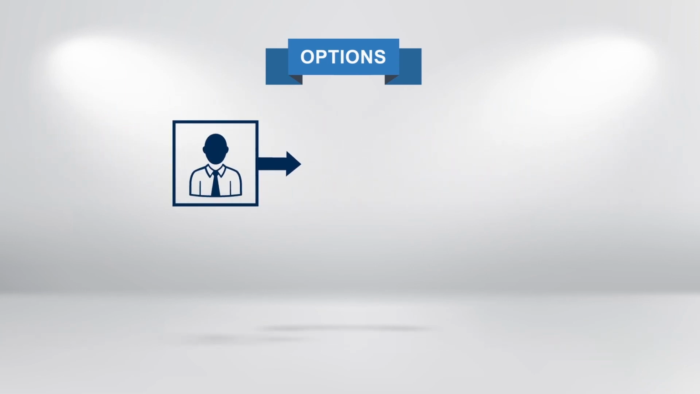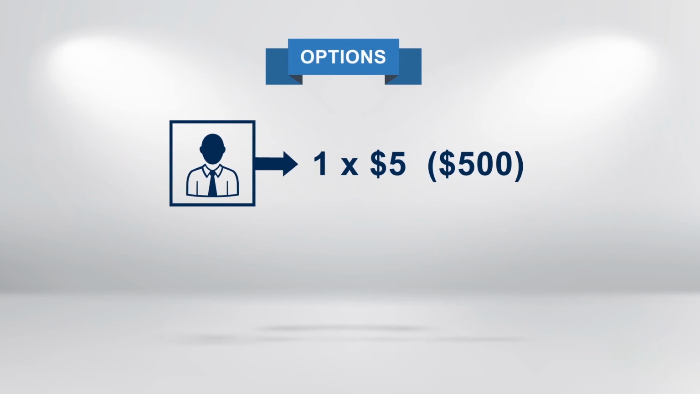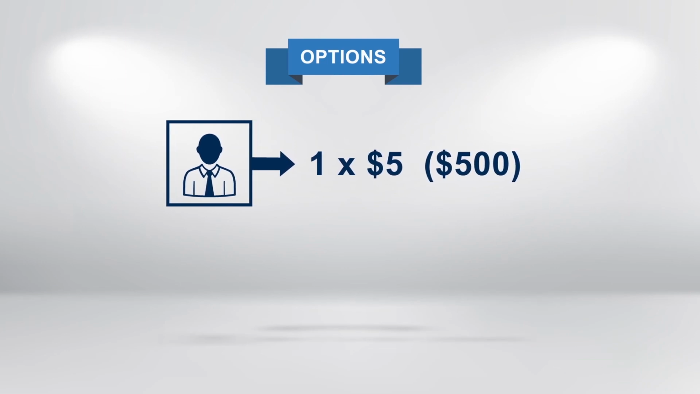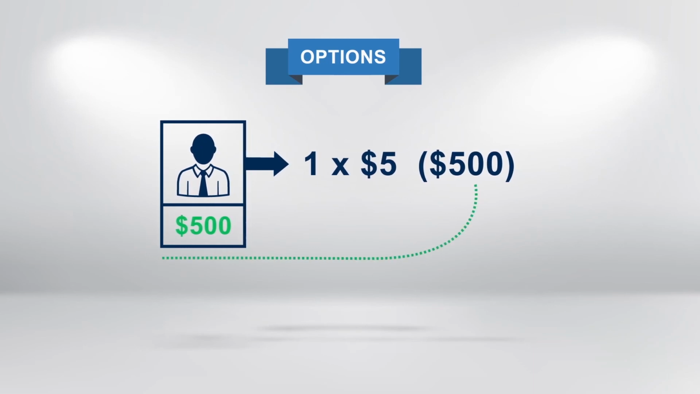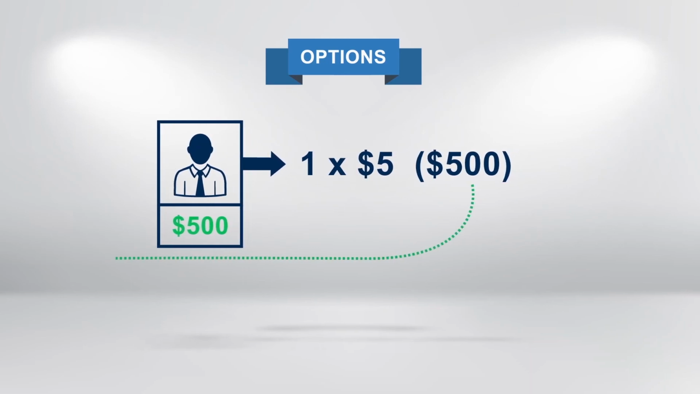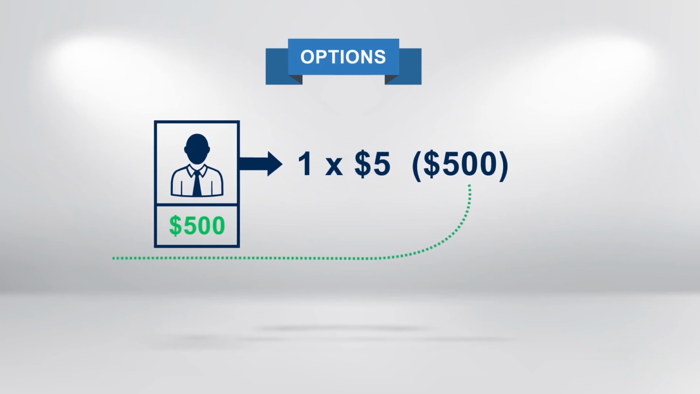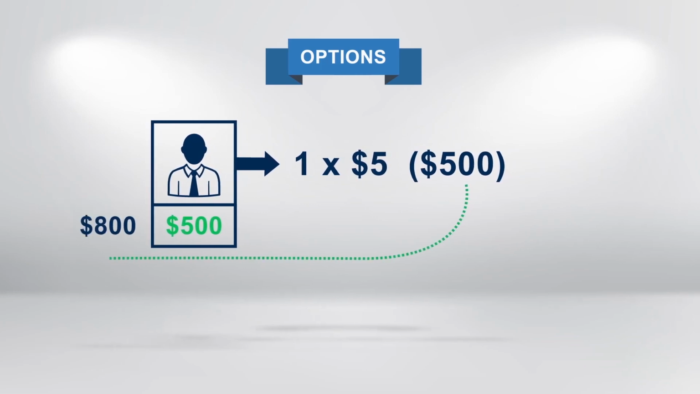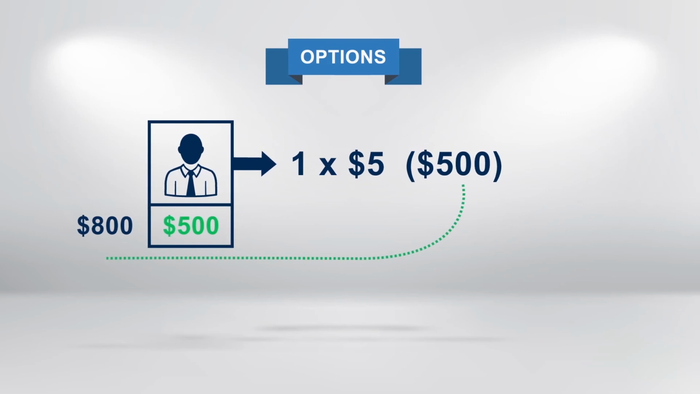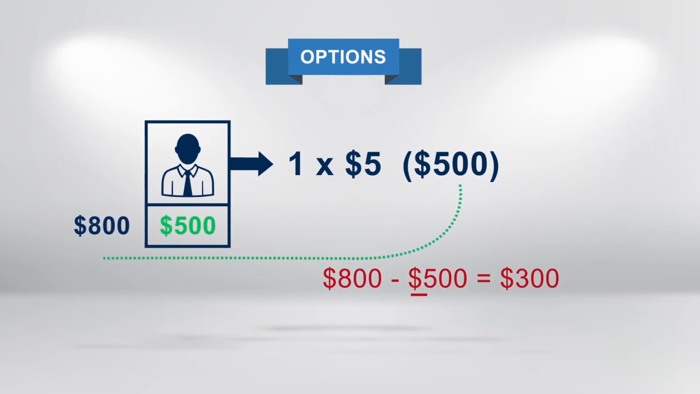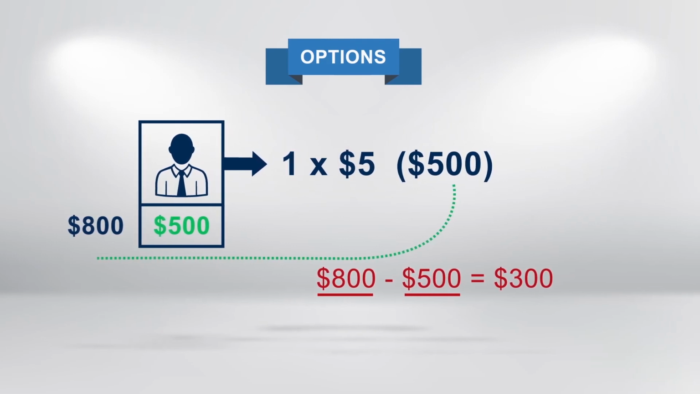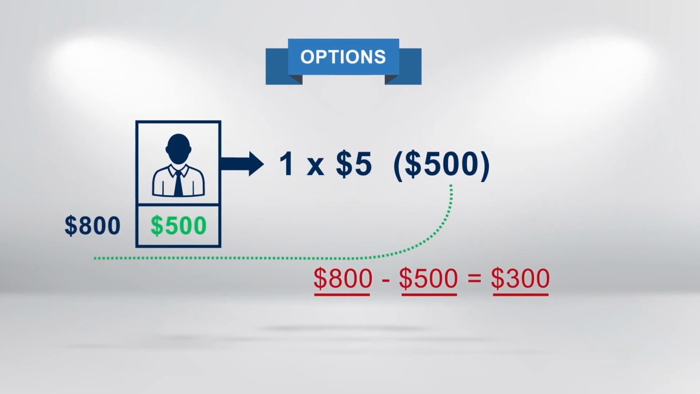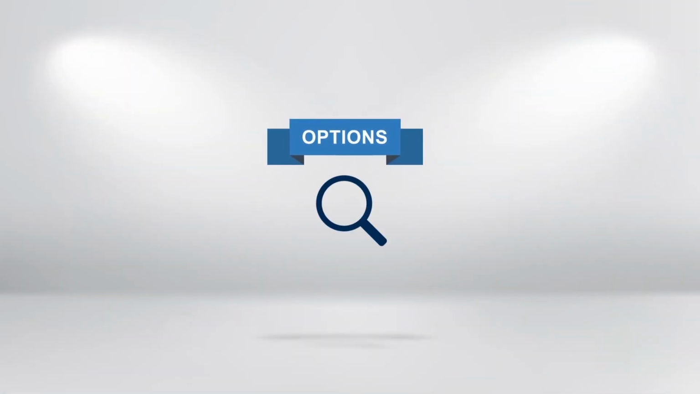So, for example, you sold one option for $5 or $500 and the money went into your account. 2 weeks later, you buy back or close out the position on the same contract and pay $800 for it. The loss would be the difference between initial credit of $500 and the closing debit of $800. In other words, $300. So let's review what you've learned.